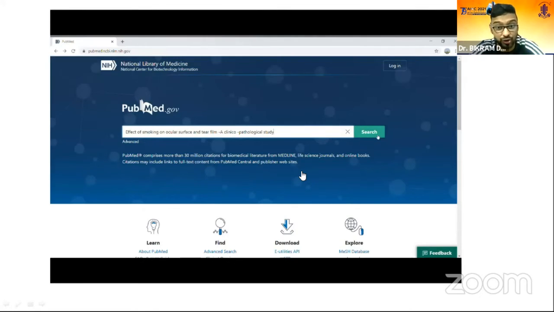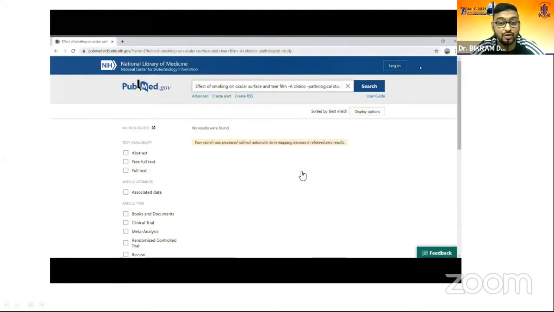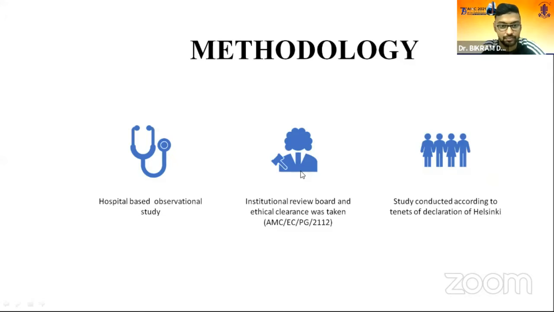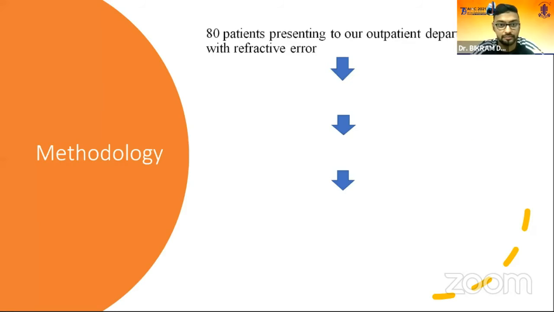Before progressing on this year-long study, we did an extensive PubMed search to find out similar studies, more so on the pathological aspects of effect of smoking on ocular surface. And as we can see, we did not find much significant literature. Ours was a hospital-based observational study, and all necessary institutional review board and ethical clearance were taken.